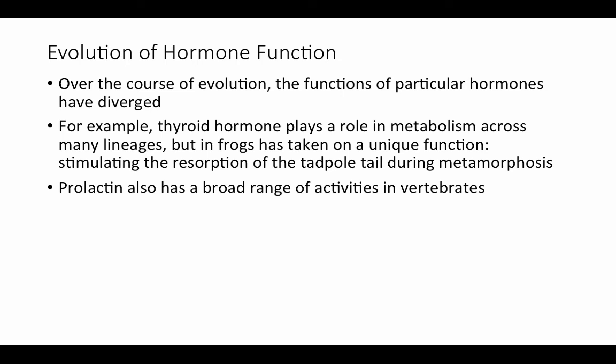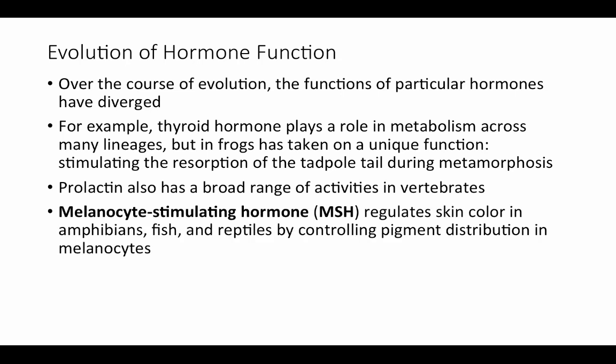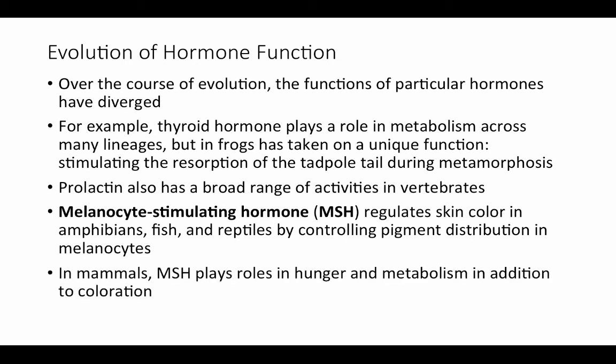with different functions. Melanocyte-stimulating hormone, which is released by the anterior pituitary, regulates skin color in amphibians, fish, and reptiles by controlling the pigment distribution in melanocytes. This is the way they can change color very quickly in response to the environment. But in mammals, MSH, the same hormone, plays a role in hunger and metabolism in addition to coloration. So this is a new function that it's taken on in this one taxonomic group.